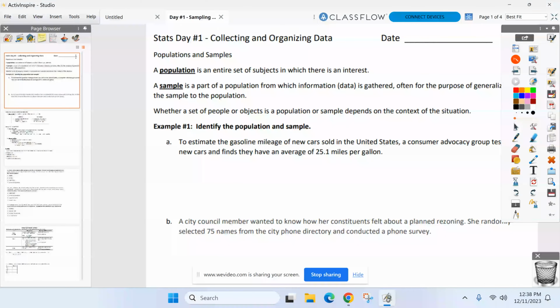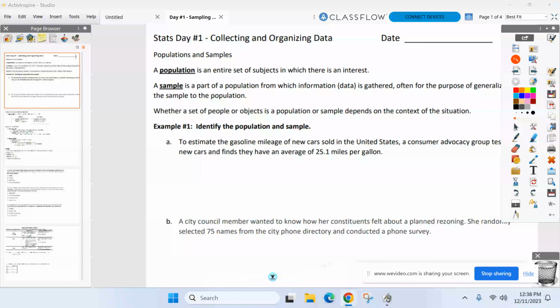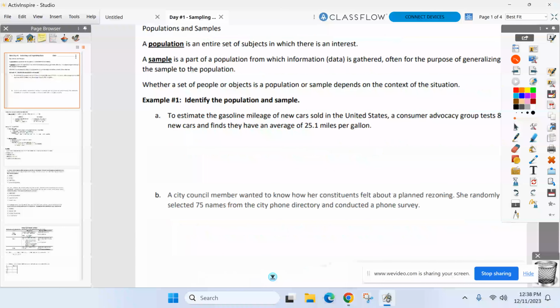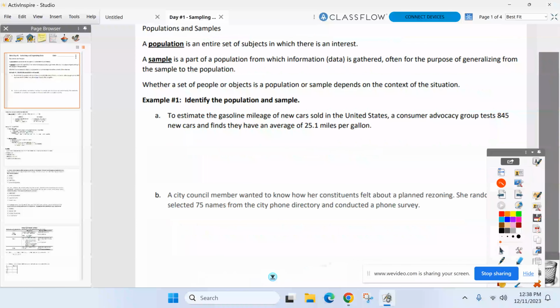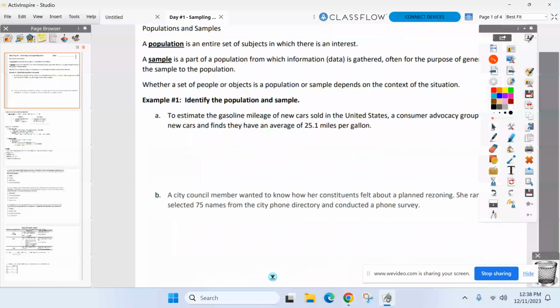So I have a couple examples here for you to see if you guys can see the difference between what's the sample and what's the population in the problem. So here you go, part A. I want to estimate gasoline mileage of all new cars sold in the United States. And it looks like a group's going to test 845 new cars. So can we identify what the population is here? And can we identify what the sample is?